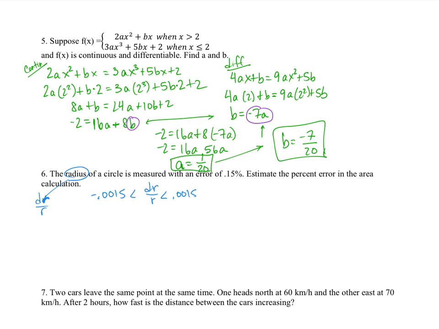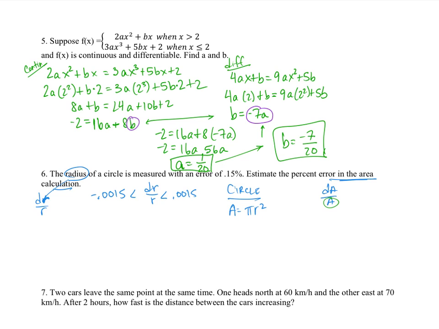Well, how does that help me? I need to find the area calculation percent error. This is dA over A. That's what I'm looking for there. Well, let's see. I'm given that it's a circle, so I know that the area is going to be pi r squared. Well, that takes care of the A right here.